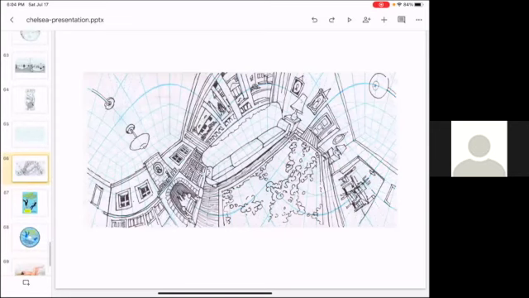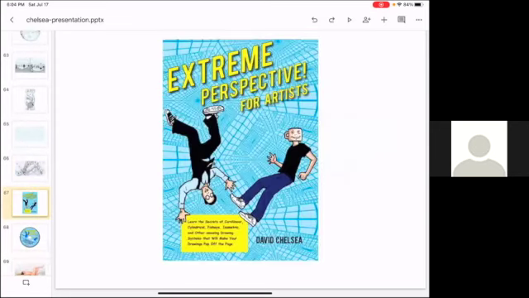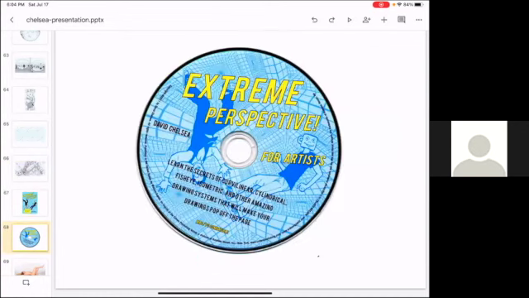Now, eventually, all of these perspective grids wound up on an extra disc included with my second perspective book, Extreme Perspective. And I think this came out in 2011. So I think this PowerPoint presentation was done mostly to try and sell the second book, and particularly to sell the included disc with all the grids on it.